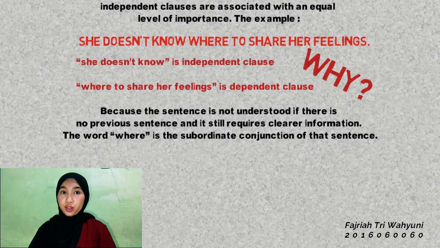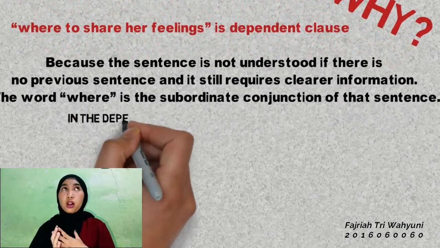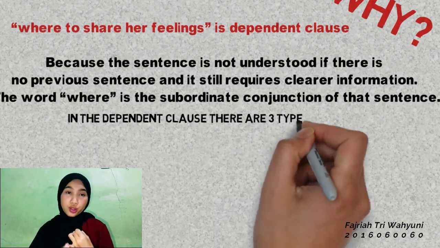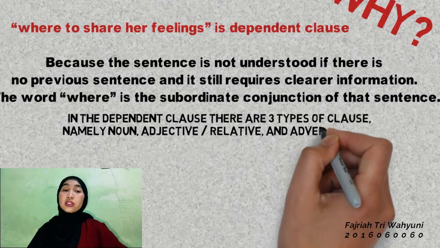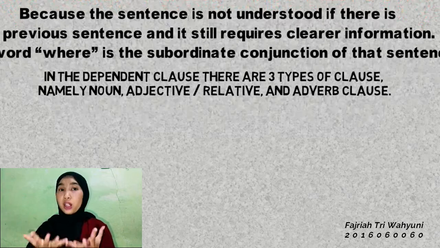In dependent clauses, there are three types. The first is the noun clause, the second is the adjective or relative clause, and the third is the adverb clause.